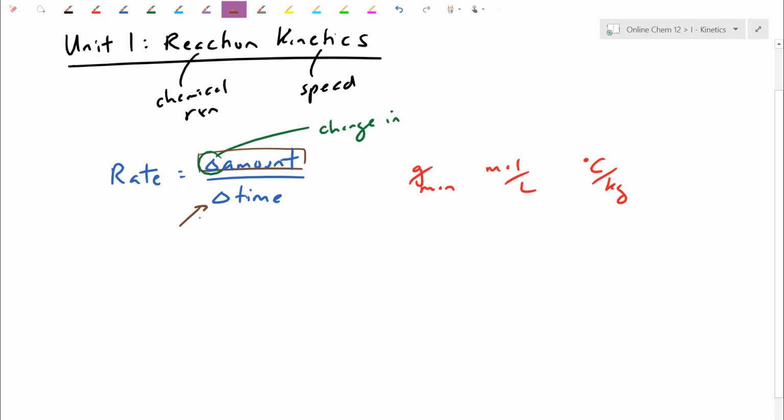Now the SI unit for time here should be seconds, but as long as it's any increment of time, we're fine. Grams per minute would work because minutes is a unit of time, while liters is not a unit of time, kilograms is not a unit of time, so therefore we have our option there.